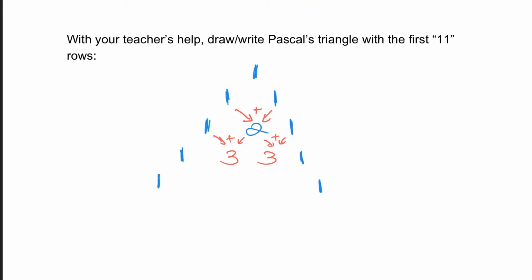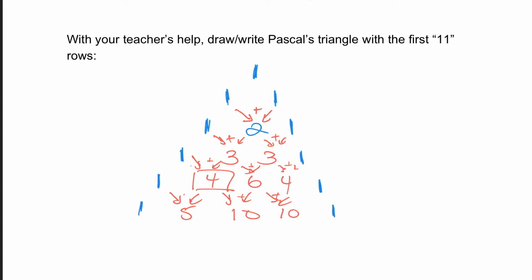So 1s are going to be at the end. To get the terms in the middle, we take the number to the upper left and the number to the upper right and add those two together. We get 4. These two added together give us 6. And these two added together give us 4 again. Let's do another row. 1 on the outside, 1 on the outside, and then in the middle we follow that pattern. Those two numbers added together, 1 plus 4, is 5. 4 plus 6 is 10. 6 plus 4 is 10 as well. And 4 plus 1 is 5.